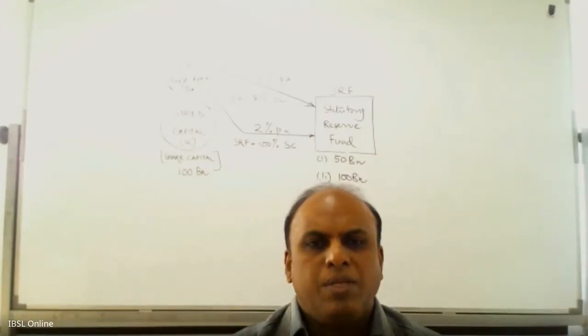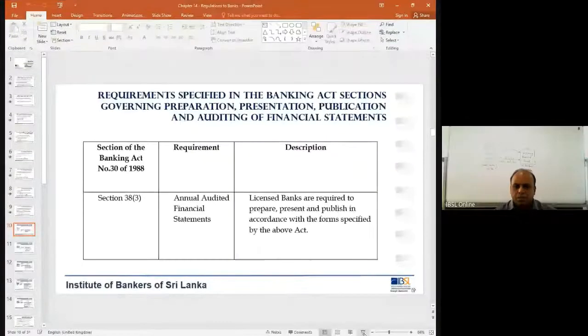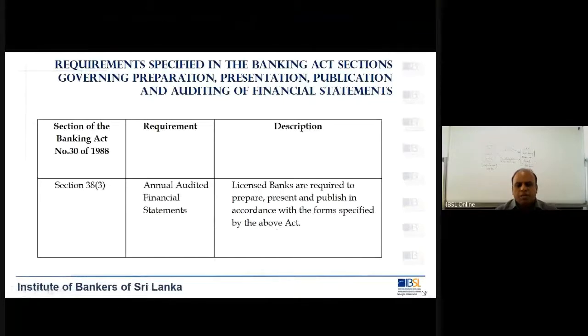Now we come to the requirements specified in the Banking Act with regard to the preparation, presentation, and publication of financial statements. So we were looking at annual audited financial statements. Licensed banks are required to prepare, present, and publish in accordance with the forms specified by the above act. You don't have to worry about the format. What you need to know is the section that talks about where the licensed banks are required to prepare, present, and publish the annual audited financial statement. So it can work in two ways.